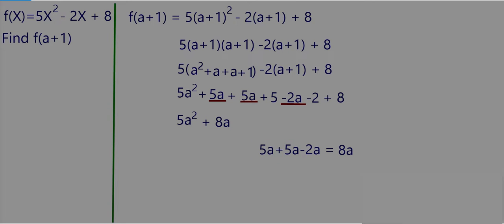The other like terms with each other are 5 minus 2 plus 8, and 5 minus 2 plus 8 equals 11. We are now finished working out this one. Let's move on to the other example.